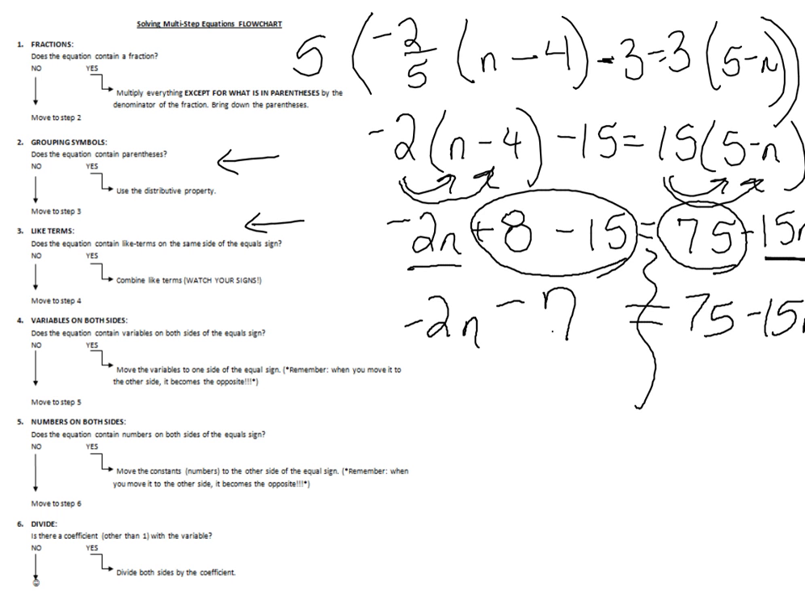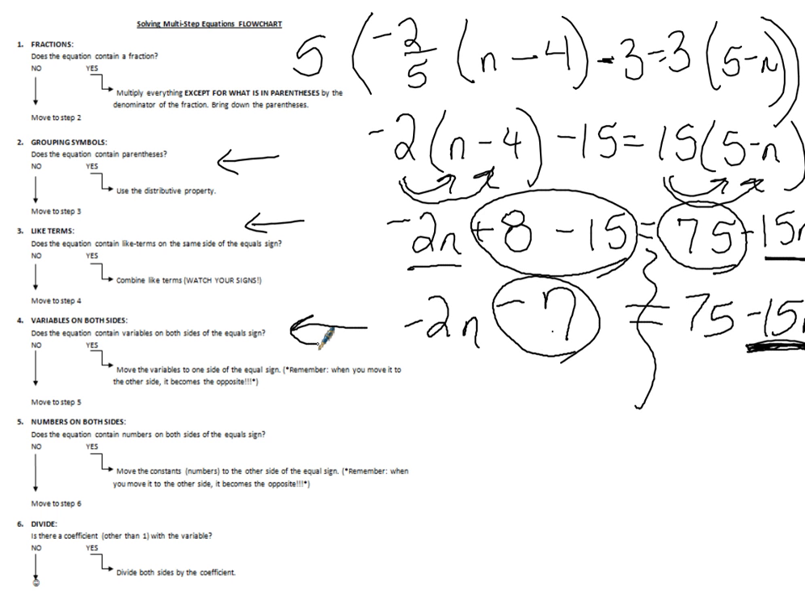We still have king's horses. Inside, we still have Humpty Dumpty. Outside, we need to clean it up. That's going to move us to taking care of the variables that are on both sides of the equal sign. Remember, you want variables on one side, numbers on the other. When you move it to the other side, it becomes the opposite. What are we going to move? Negative 15 and negative 7.